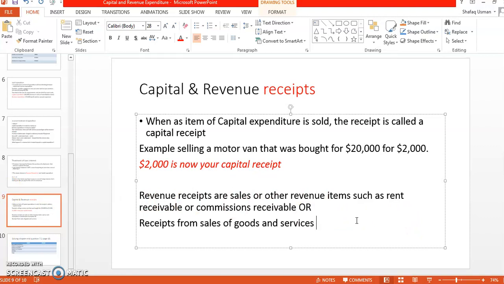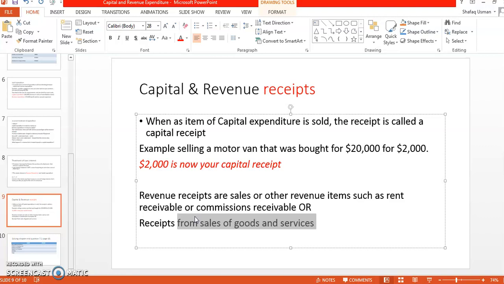Guys, please remember, when you pay the rent, it is revenue expenditure. But when you receive the rent or commissions, it is revenue receipt. Receipt has everything to do with getting money, and expenditure has everything to do with losing money, spending money. So receipts from the sale of goods and services are also known as your revenue receipts. This is clear. So capital expenditure is money spent on buying an asset or increasing the value of an asset. Capital receipt is money received by selling an asset.